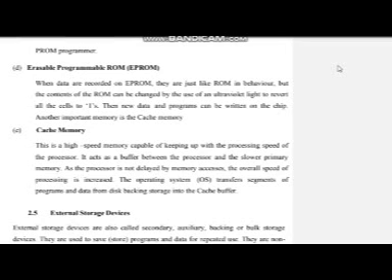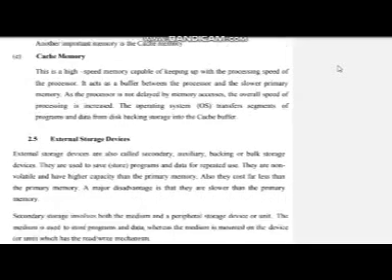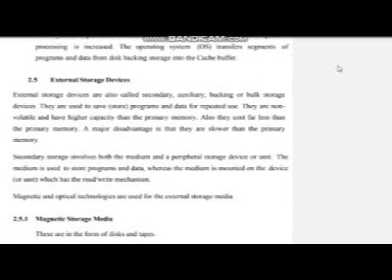External storage devices, I've explained that, you can just read through this and write your points. They are your hard drive and your other storage devices. They are permanent storage devices. Magnetic storage devices, your magnetic disk, that's your CD-ROM disk. Then let's go on.